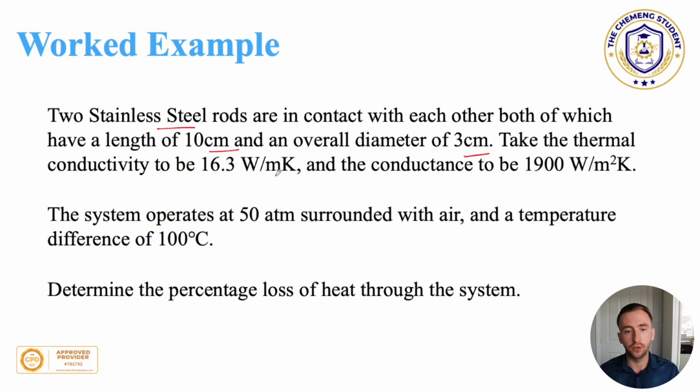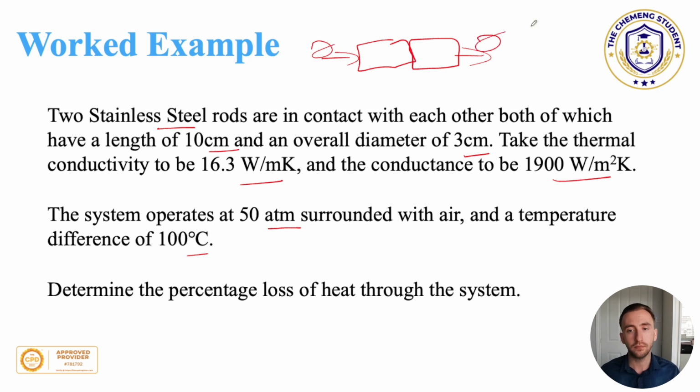Now we're told the thermal conductivity is 16.3 watts per meter Kelvin, and we're also provided with the conductance, that's the HC value, of 1900 watts per meter squared Kelvin. We're told that the system operates at 50 atmospheres with a difference in the temperature of 100 degrees Celsius. And what we want to do is determine the percentage loss of heat through the system. So we basically have one rod here, we have another rod here, and we want to know what the percent difference is from this point and that point.